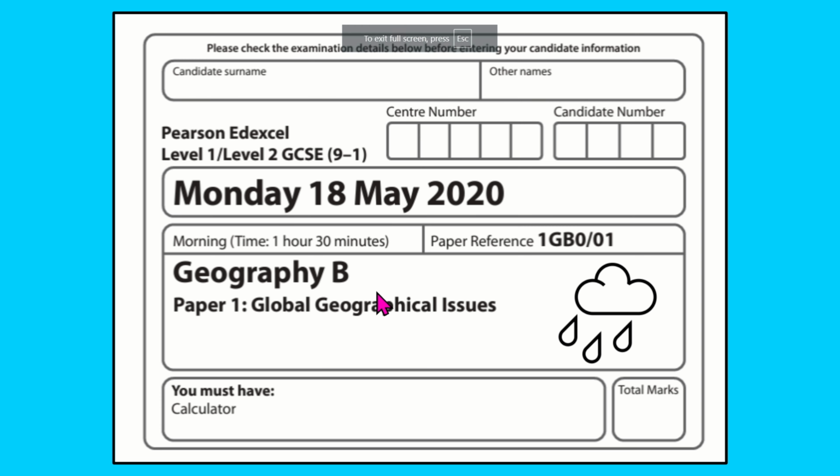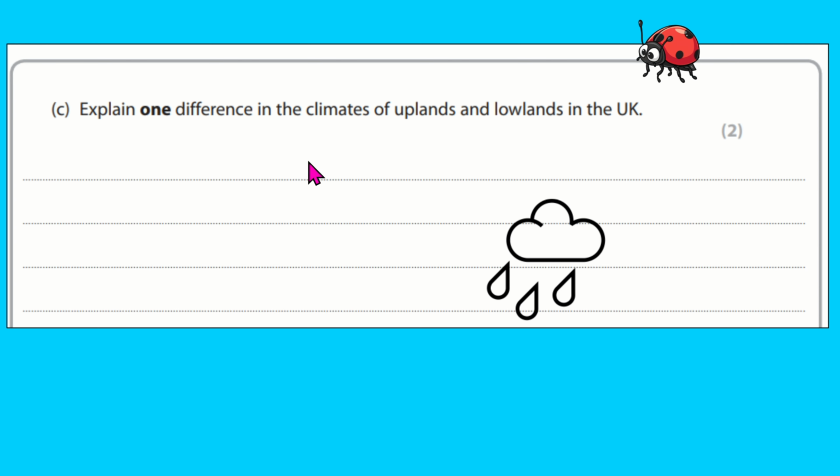Okay, so let's look at a question from the Edexcel B paper, the unit on UK climates. So let's bug the question. Box the command word, explain, underline one difference, uplands, lowlands, okay, and UK maybe. Yep, so we understand that this is about climates, uplands and lowlands. So what is different about them?